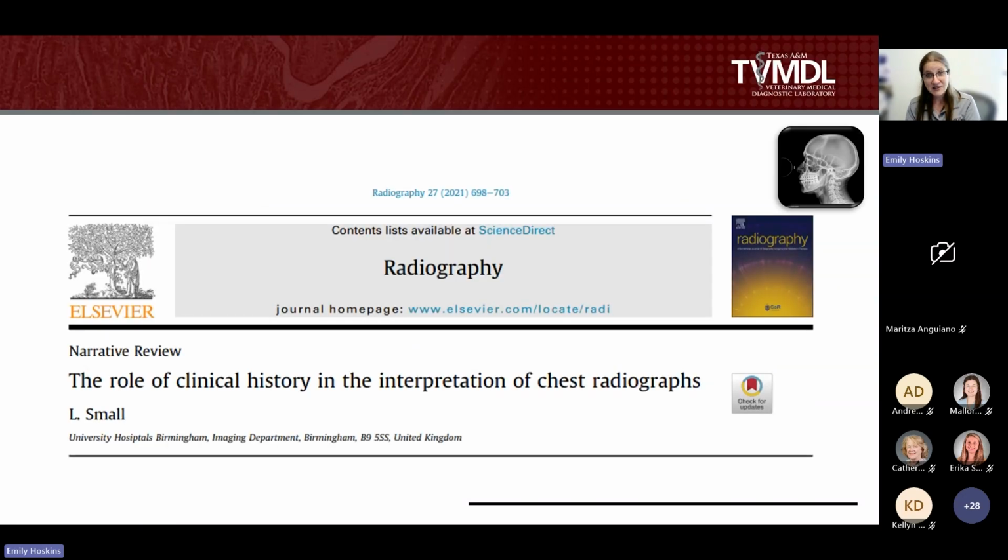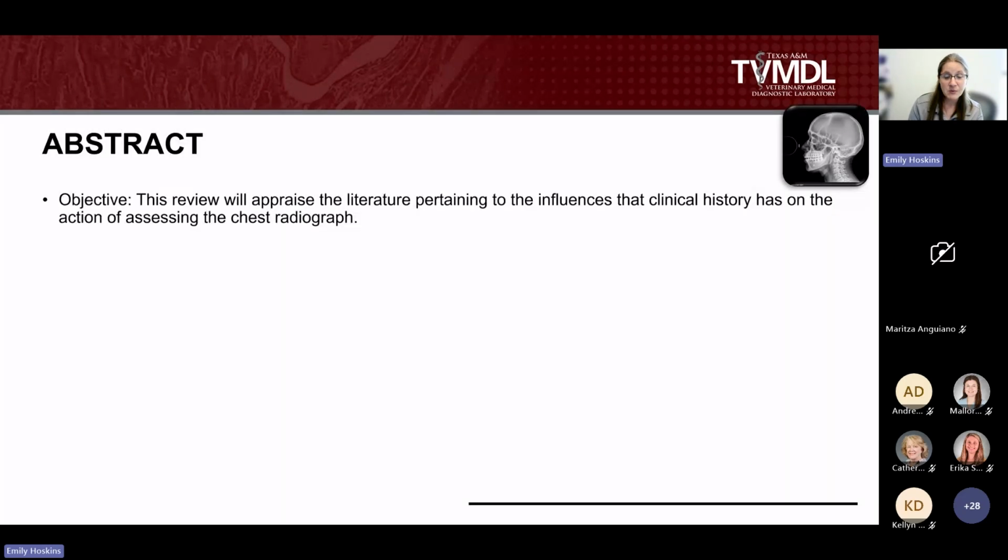So let's go back to our literature review, back to human radiography, and we're going to jump ahead to 2021. This was a narrative review, and the purpose of this review was to appraise the literature pertaining to the influences that clinical history has on the action of assessing the chest radiograph. And this is everything that's been published up to 2021.